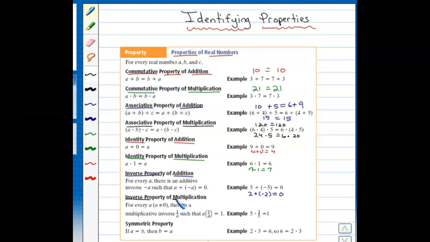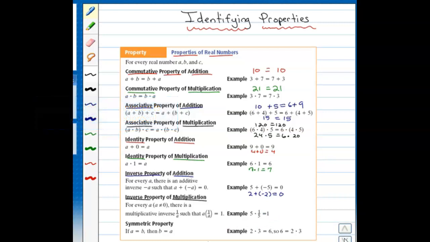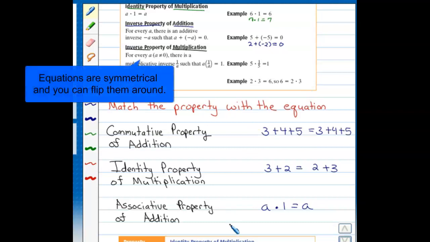The inverse property of multiplication states for every A, when A is not 0, there is a multiplicative inverse 1 divided by A, such that A times 1 divided by A is equal to 1. For example, 5 times 1 over 5 is equal to 1. The symmetric property states if A is equal to B, then B is equal to A. So 2 times 3 is equal to 6, so 6 is equal to 2 times 3.